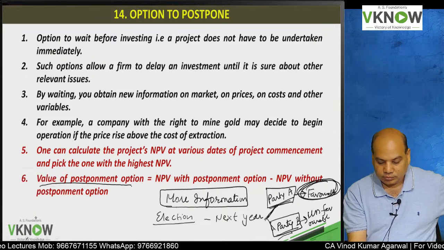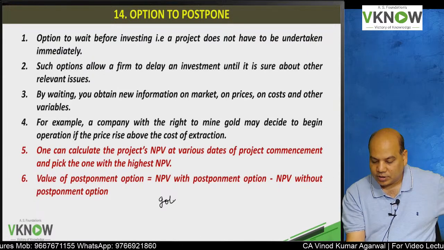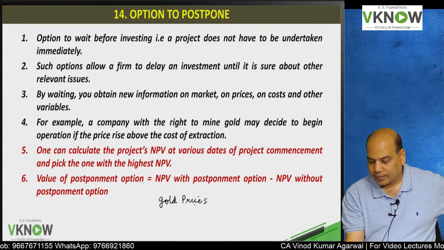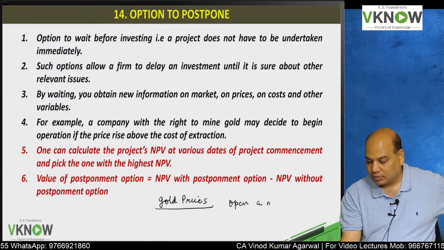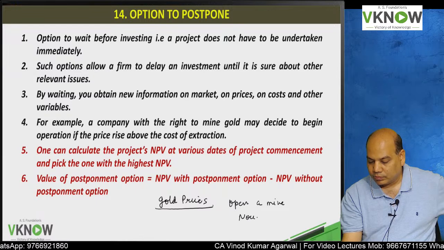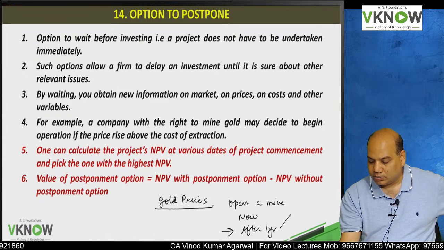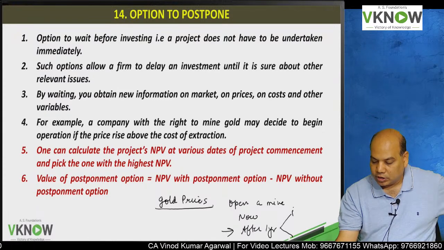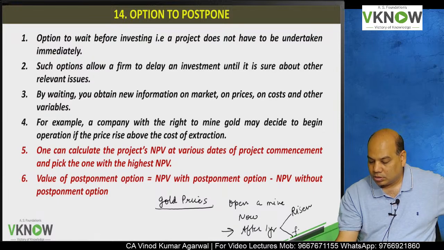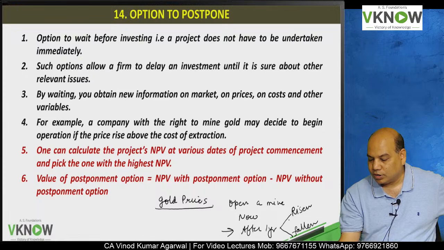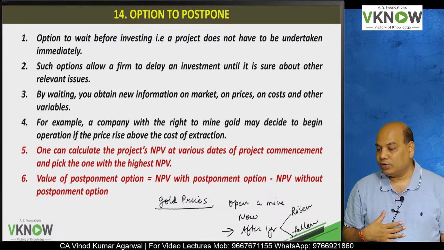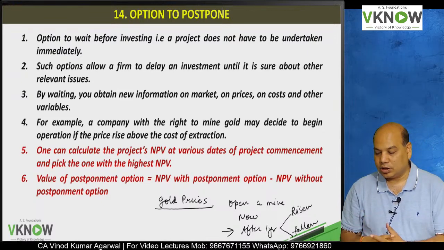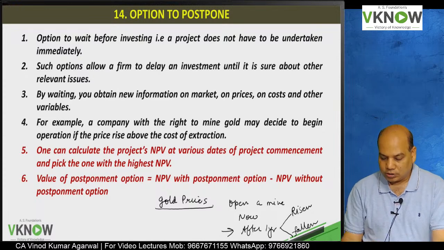Other example, suppose gold prices are fluctuating. You can open a mine now or after 1 year. The advantage of waiting after 1 year is you will get to know whether the gold price has gone up or gone down, because you expect that by next year there will be a clarity about gold prices. So if you wait for 1 year, you will have more clarity.